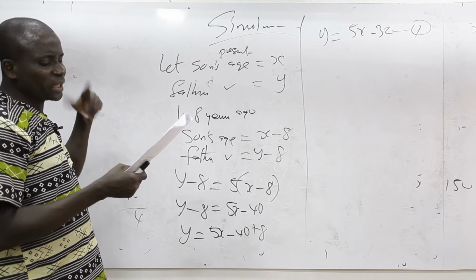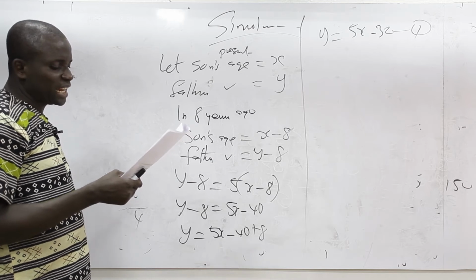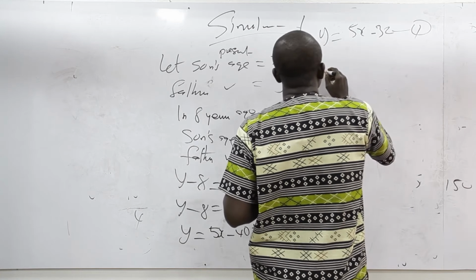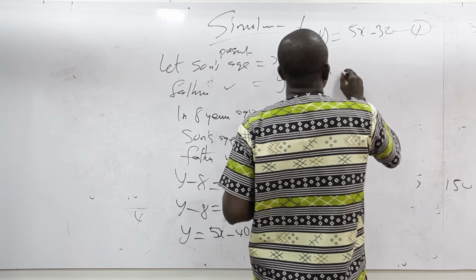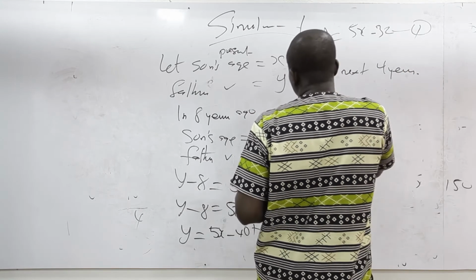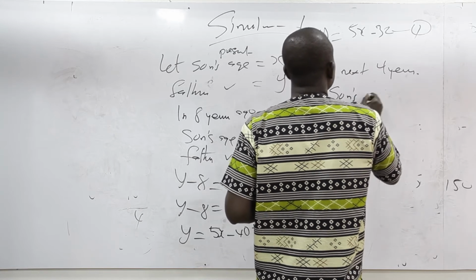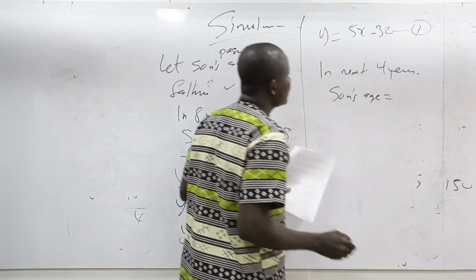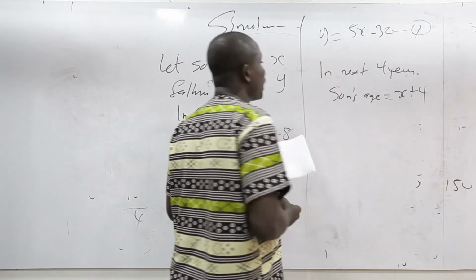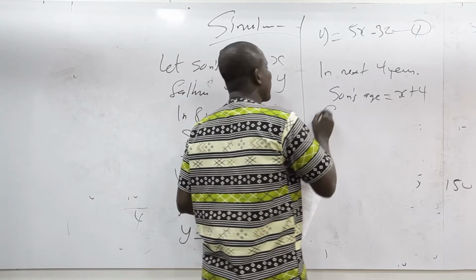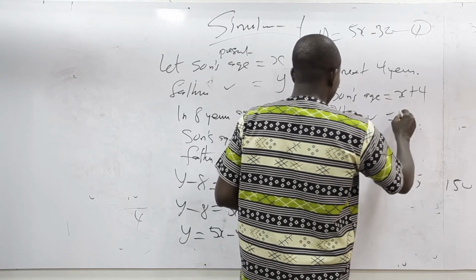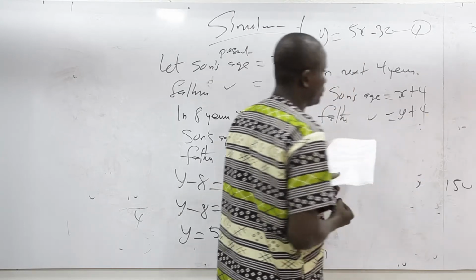Now, he said that he will be 3 times as old as the son in the next 4 years. So in the next what? 4 years. What will be the son's age? We say that the son's age will be x plus 4. Instead of minus, this time it is the next. Then the father will be what? Will be y plus 4.